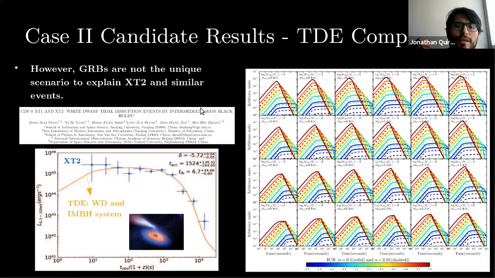However, gamma ray bursts are not the only scenario that could explain these objects. For instance, in this paper by Peng et al., they try to understand XT1 and XT2, considering a system of tidal disruption events of an intermediate-mass black hole and a white dwarf. And they obtain parameters that could be explained in this different paradigm. So in that way, we try to explore the parameter space in this new scenario to look if our events could be related or not with this particular kind of tidal disruption events.